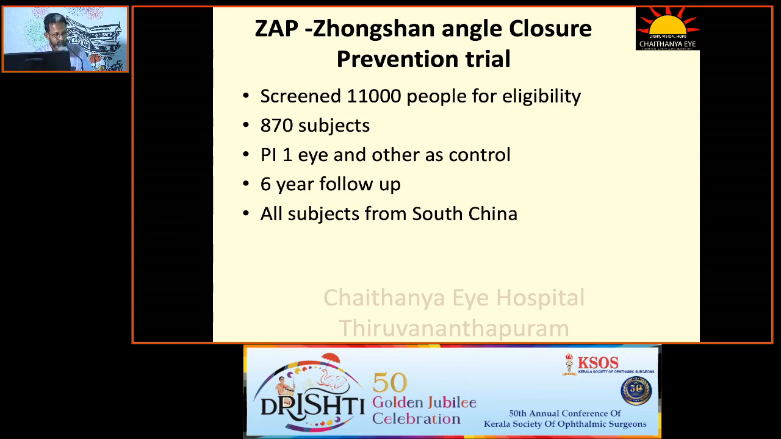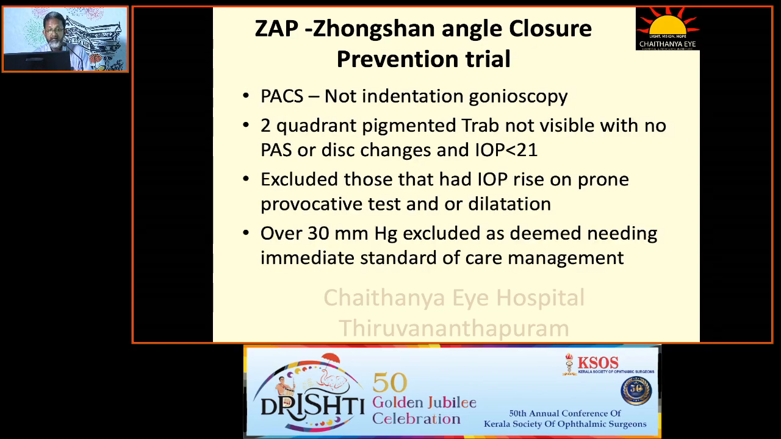All subjects were from South China, so ethnically not the same as us. For PACS, the definition here did not use indentation gonioscopy: 2 quadrants of pigmented trabecular meshwork not visible, posterior trabecular meshwork not visible, no synechiae or disc changes, and intraocular pressure less than 21. Those excluded were those whose pressure went up on provocative tests or on dilatation, or who had 30 mm Hg at any point in time. They were sent into the standard of care, which is PI.